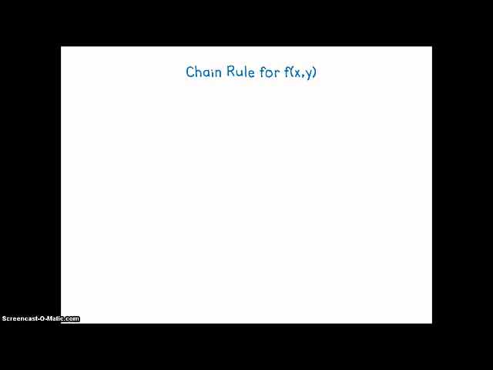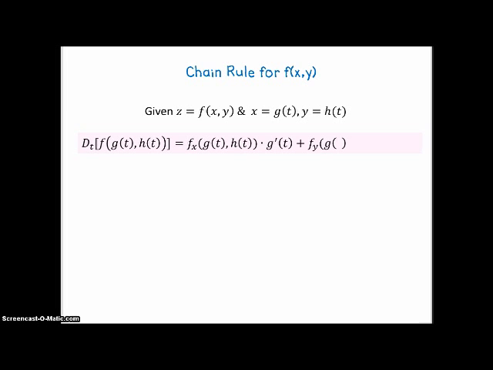The chain rule for a function of 2 variables. Given z equals f of x comma y, and each of those x and y are actually functions of t, that makes us have a composite. And so the derivative with respect to t of f of g of t comma h of t is the sum of 2 chain rules. So you start with the partial derivative with respect to x and then multiply that by g prime of t, and then you add to that the partial derivative with respect to y and multiply that by the derivative of h of t.